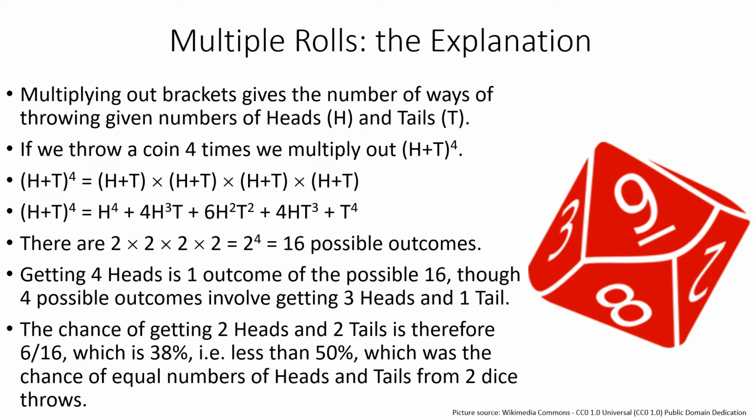Now the curious thing here is that with the 4 coin tosses, the chance of getting 50-50, 2 heads and 2 tails, you can see we've got a 6 in front of that in the equation, 6h squared t squared. So 6 out of the 16 possible outcomes are half heads, half tails. So 6 out of 16, that's a 38% chance. 38% chance of getting equal heads and tails with 4 coin tosses, but it was 50% with 2 coin tosses.